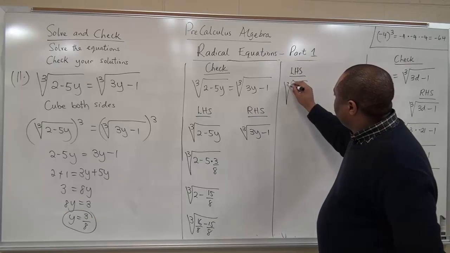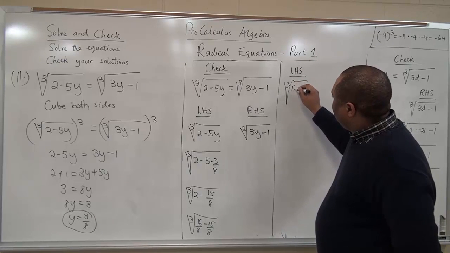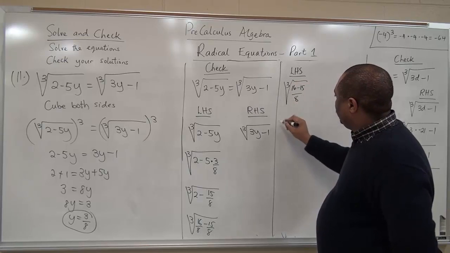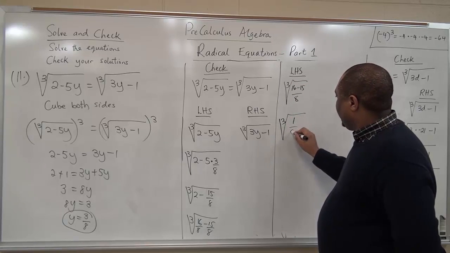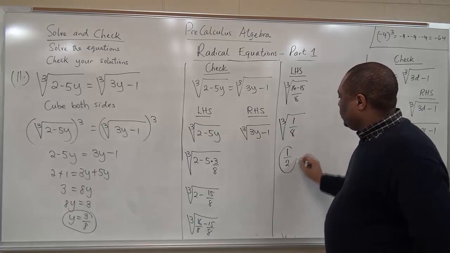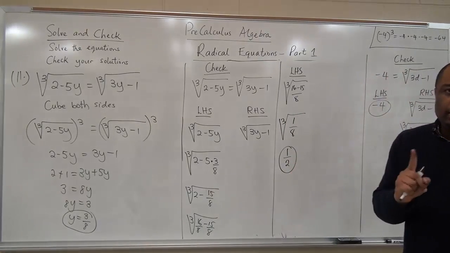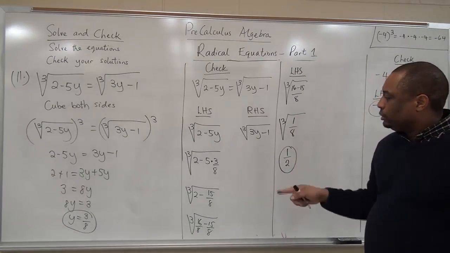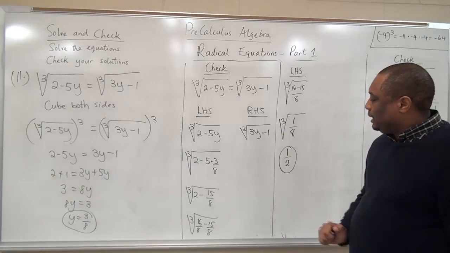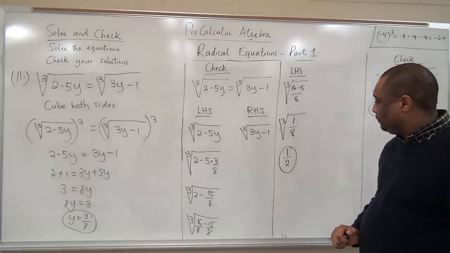So this is cube root 16 minus 15 over 8, which is cube root 1 over 8, which is 1 over 2. Because cube root of 1 is 1, cube root of 8 is 2. So our left hand side gave us 1 over 2.